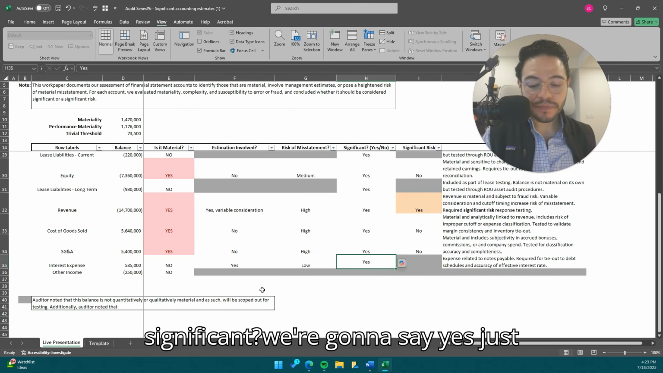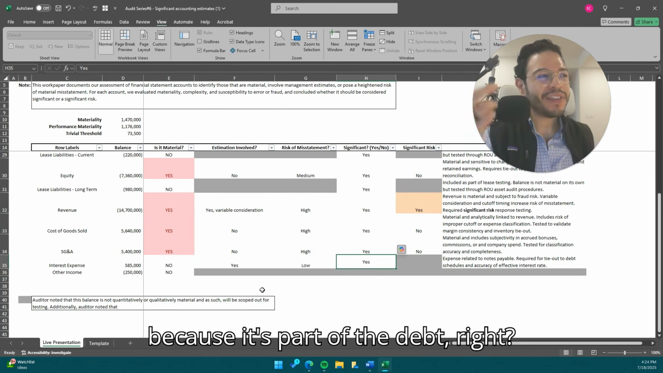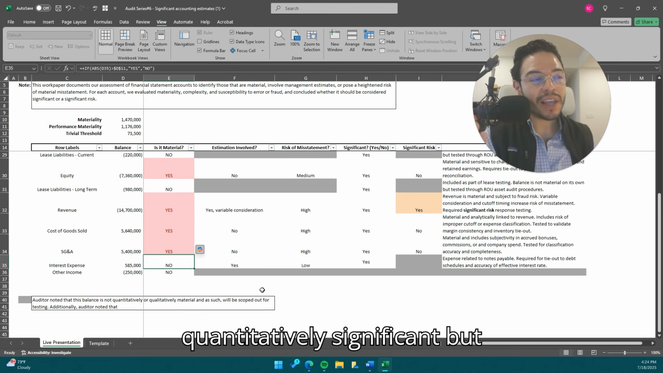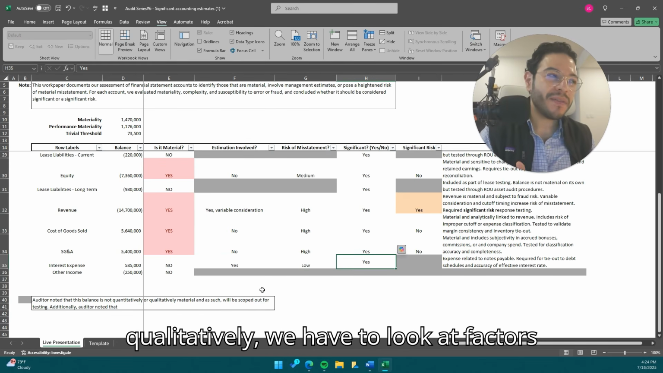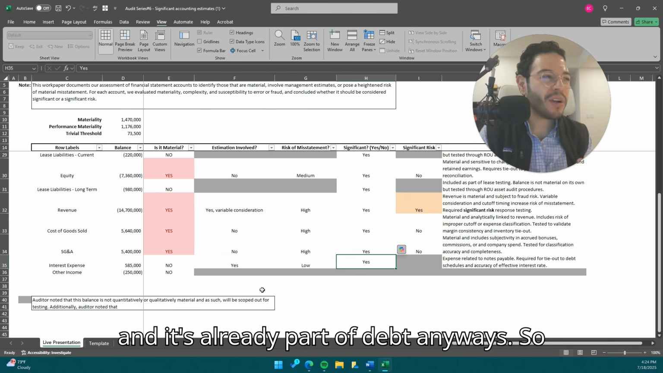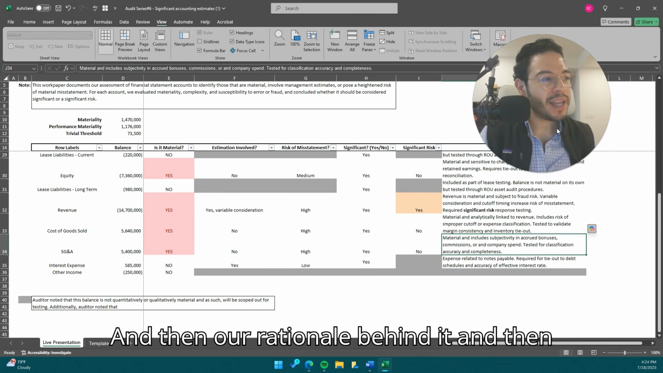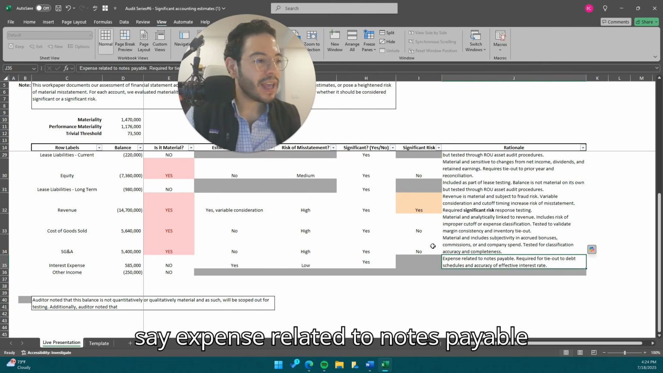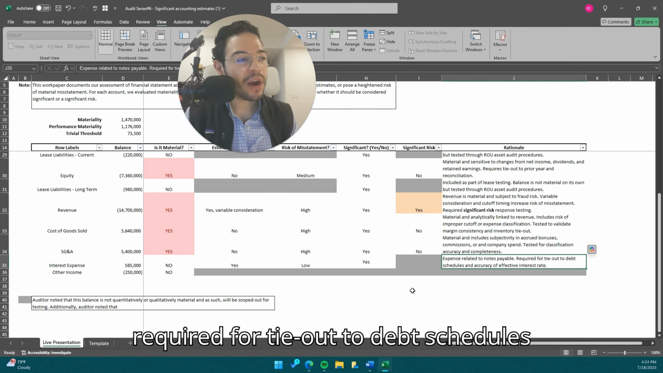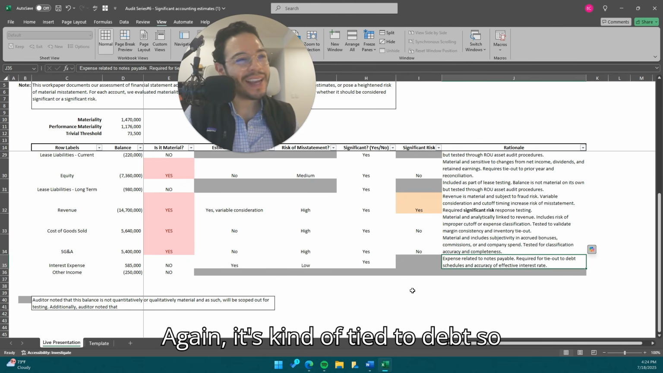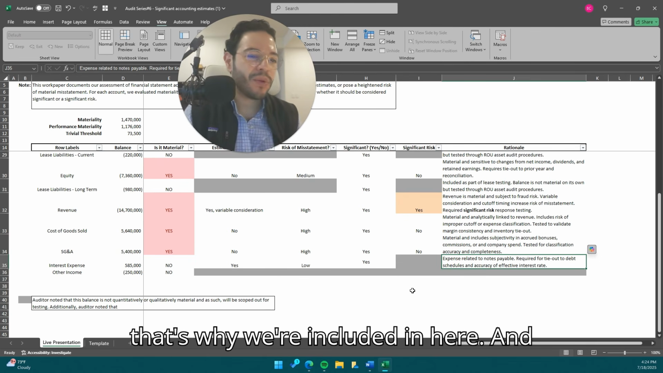Is it significant? We're going to say yes, just because it's part of the debt, right? So it's not quantitatively significant, but qualitatively we have to look at factors, and it's already part of debt anyway, so it's going to be part of our debt testing. And in our rationale, we're going to say: expense related to notes payable, required for tie out to debt schedules and accuracy of effective interest rates. Again, it's tied to debt, so that's why we're including it in here.